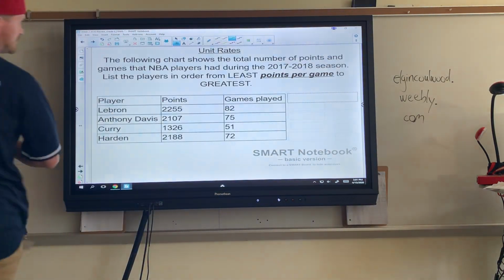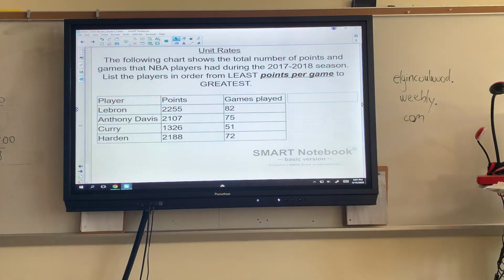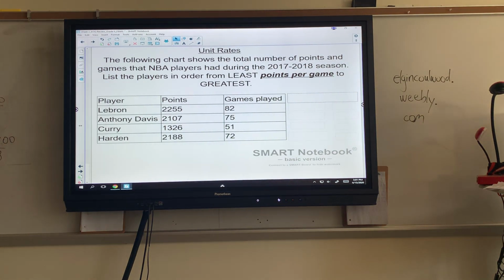All right, moving on to some more ratio stuff. Today is going to be unit rate. Remember, unit rate, we got to get the unit or the denominator down to 1. So if I'm looking at this chart, we're dealing with the NBA here. This is the total number of points scored by 4 NBA players.